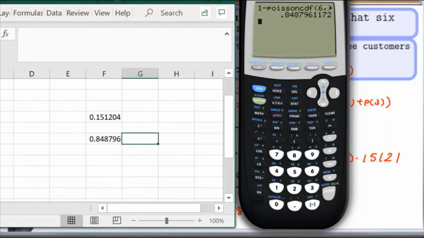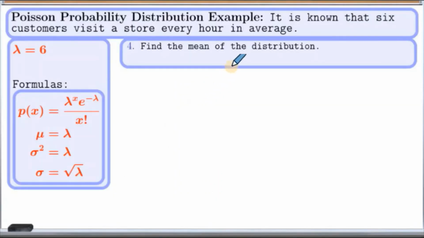Now let's look at another problem here. Here we need to find the mean of the distribution, and we know mean is simply lambda. Basically, mean equals lambda, which is 6. Let's look at another problem here. Here we want to find the variance of the distribution. So using this formula, we know variance is also equal to lambda. So therefore, variance is 6.